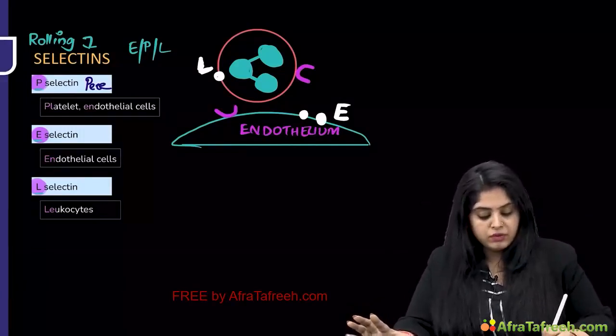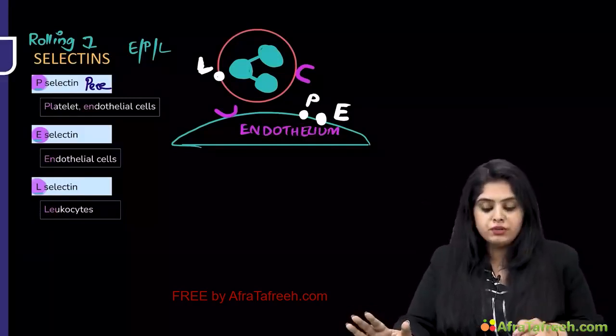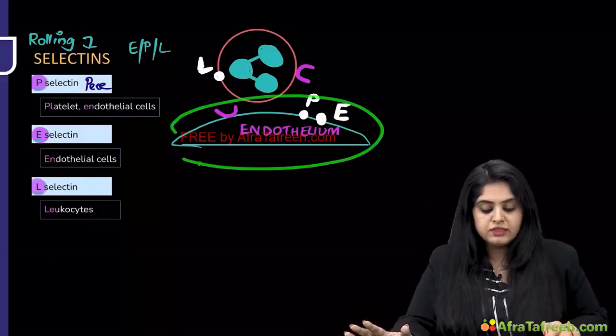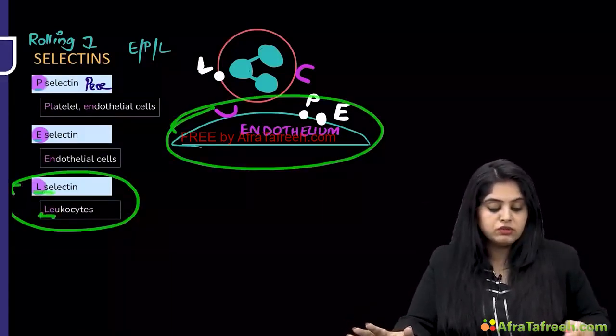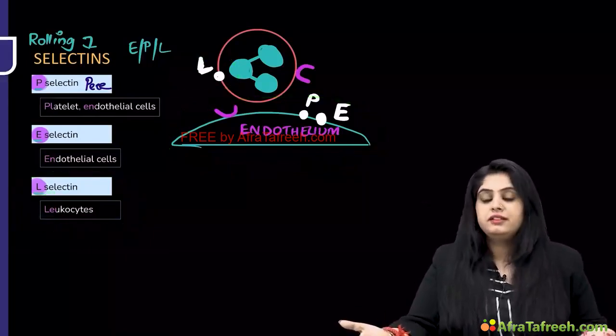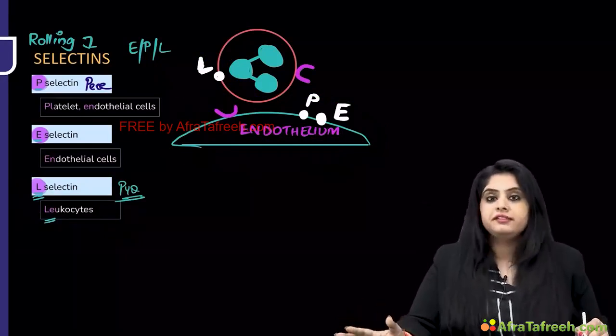So again, what am I going to do? I'm going to mark the P-selectin also in the endothelial cell. So overall, what did you realize? All the selectins are on the endothelial cell. The only selectin which is present on the leukocyte is going to be L for L-selectin. That is a PYQ, which is the only selectin present on the leukocyte. Common sense, it's going to be the L-selectin. I've told you their locations.